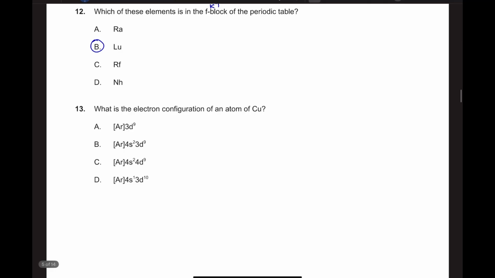Next, you have to find the electronic configuration of an atom of copper. For copper, the electronic configuration should be 4s2 3d9. But copper has an exceptional electronic configuration. So one 4s electron goes into the 3d subshell. You get 4s1 3d10, which is option D.